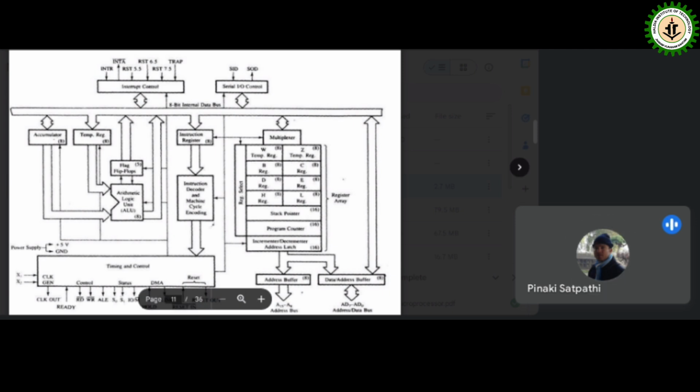Then next one is our incremental and decremental address latch. That is the incremental and decremental address latch. It is used to increment or decrement the content of the program counter or the stack pointer.